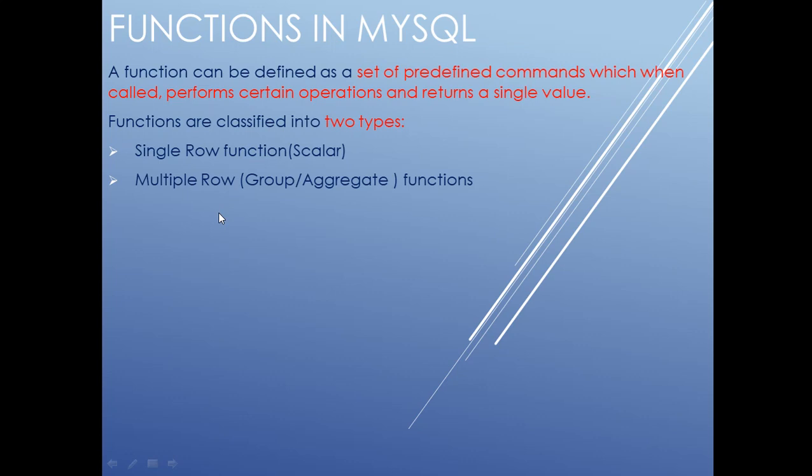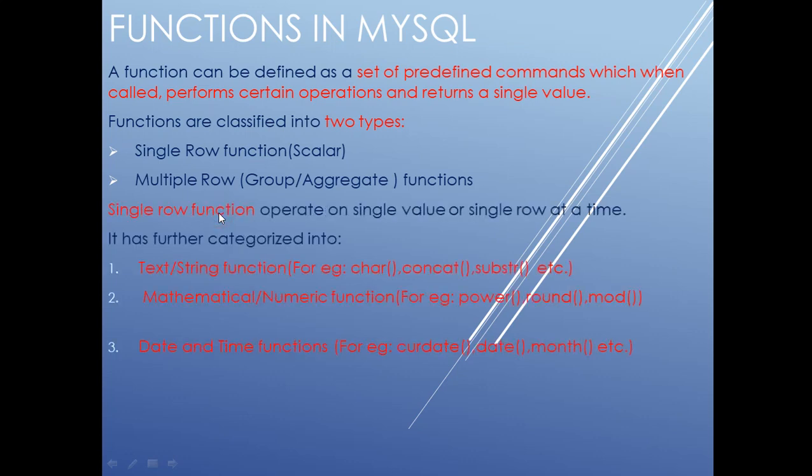So let us move first to what is a single row function. A single row function, as the name suggests, operates on a single row at a time, or you can say it operates on a single value. It will perform the task on an individual row, and then it will return a value for each row. So a single row function operates on a single row at a time, and it will return a value for that very row.